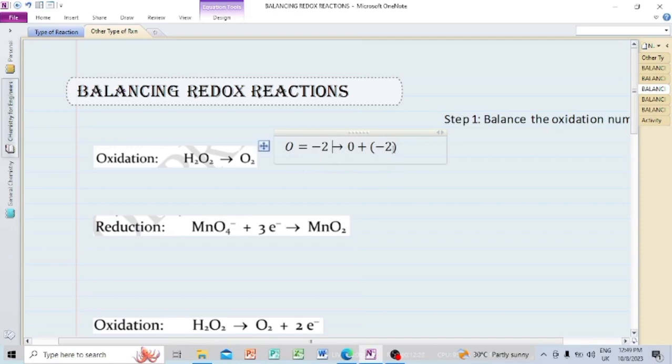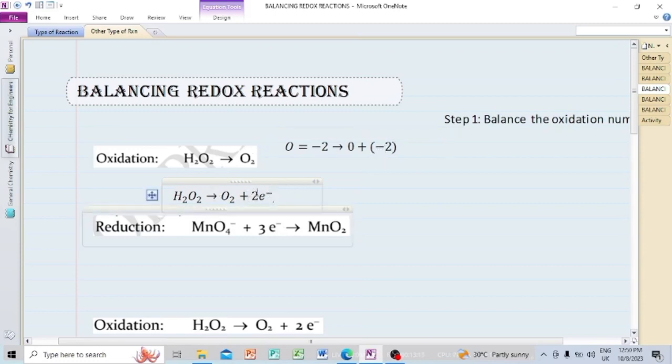So, ang mangyayari, magiging H2O2 will yield O2 plus, nag-add tayo ng negative 2, so 2e negative, ayan, 2 electron. Nag-add tayo ng electron ng negative 2, kasi 2 times negative, di ba, negative 2.